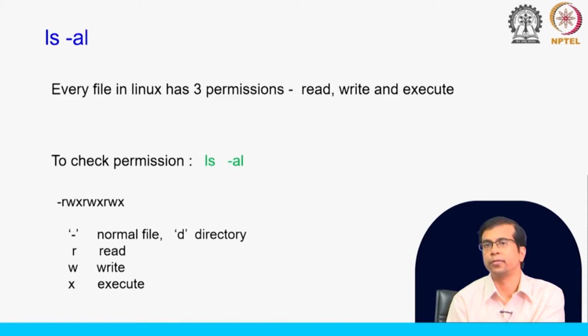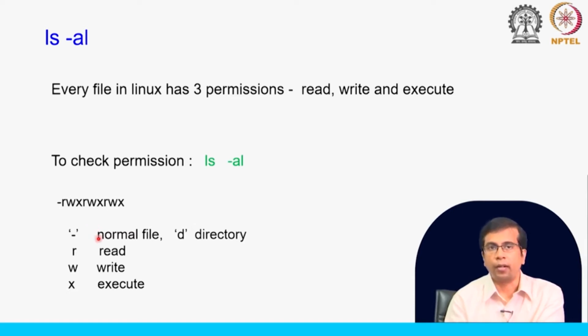We can check these permissions by using ls -al. This ls command you have seen already. This lists the files that are there in a directory, and on top of that we can use these options -al. When you run this ls -al, you will see an output something like this. The first letter here is this minus sign. This means this is a normal file, but sometimes you will see a d in the first letter, and d means directory. We will see this when we run these commands a bit later.